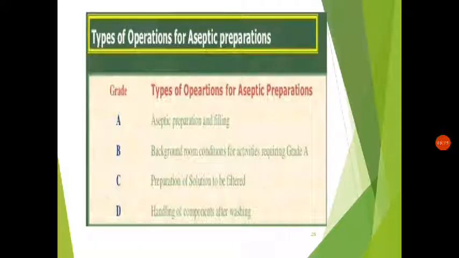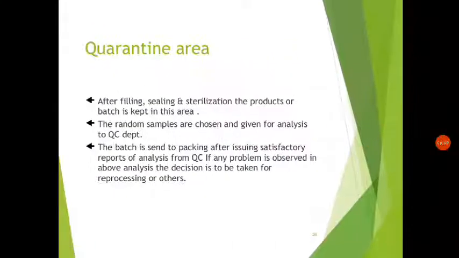Then these are the grades. The very strict grade, or strict condition, is maintained in the aseptic area where the filtration, filling, and sealing take place. Then the background conditions are in grades B, C, and D also. D is for washing purposes.